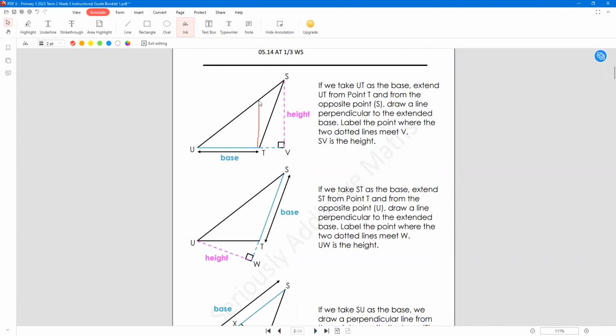Right? So you have to tell them, no, the perpendicular line must touch the opposite vertex, which is S. In this case, you cannot go diagonal this way because then it's no longer 90 degrees. So what you need is to form some imaginary line, which is the dotted line, extend it so that at another point, you can form a vertical line that connects to the vertex S.